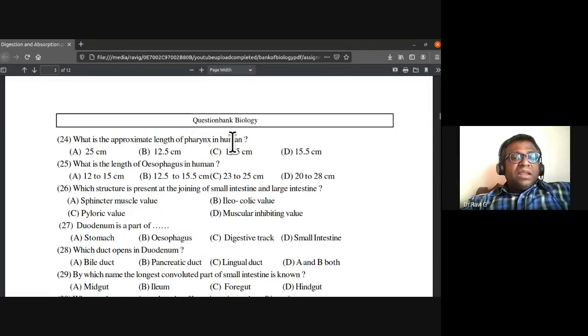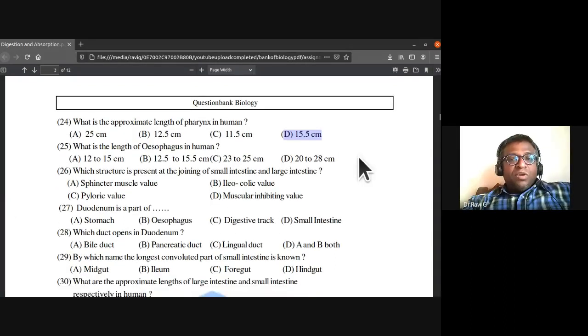What is the approximate length of pharynx in human? This we had not discussed even in the NCERT part of it. The 24th, D is the answer. So 15.5 centimeter is the approximate length of pharynx in human.